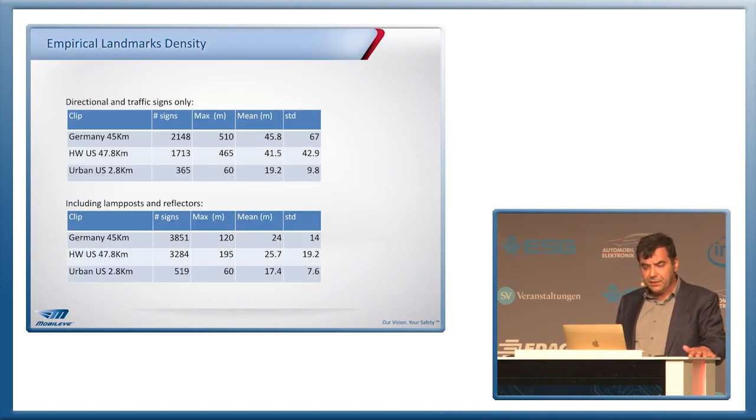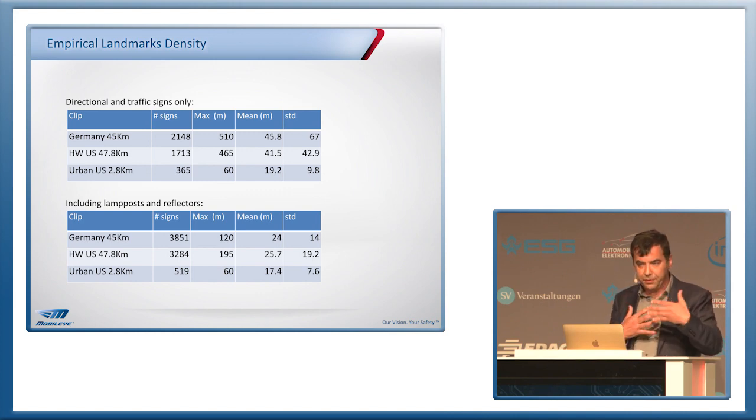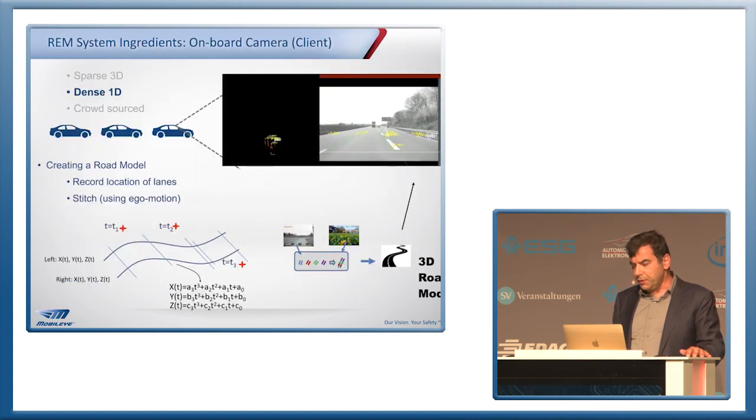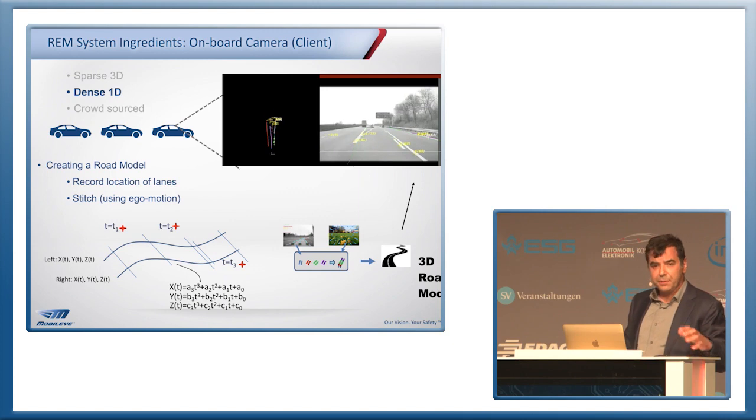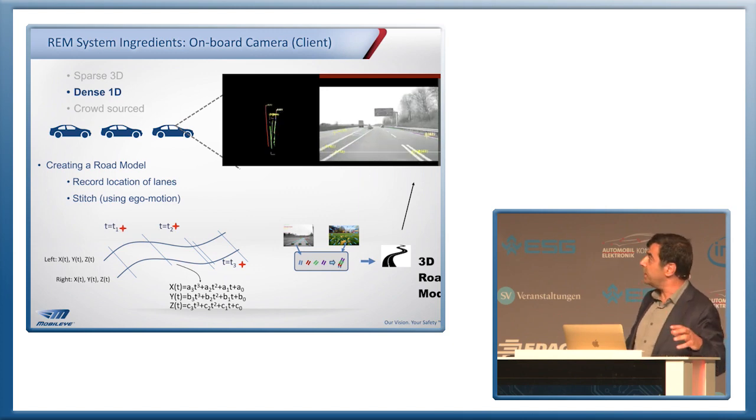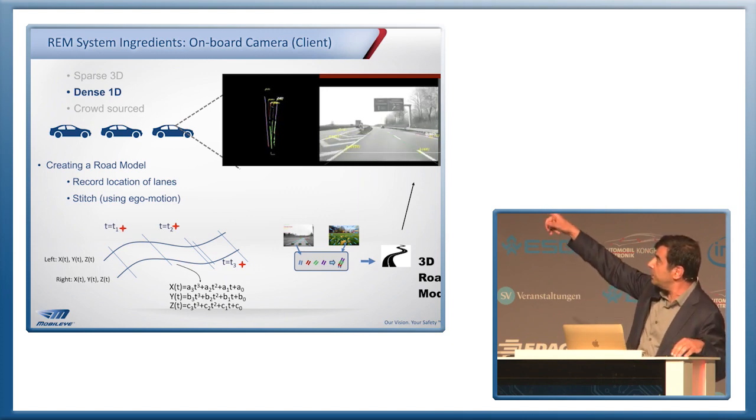And in terms of density of landmarks, if we include lampposts and reflectors, in the worst case the maximum distance between landmarks is about 200 meters. This is important because you need high density in order to fix localization drift. And then the information from the camera builds the environmental model, builds the lanes, and we call this harvesting. This is in the clip that you see.